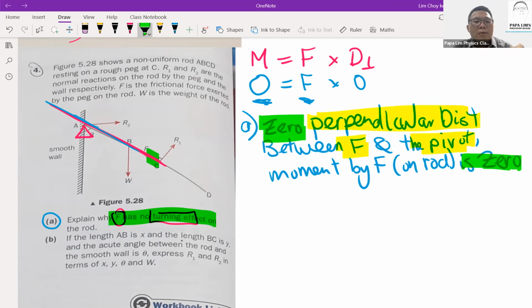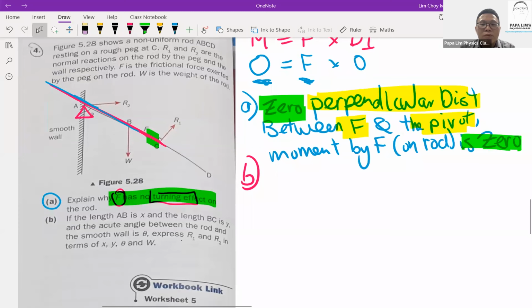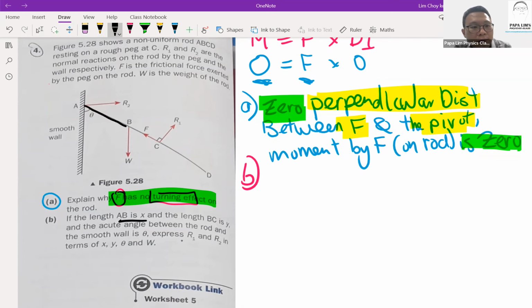Now for part B, it involves a few steps when we look at the solving. There is certain data that's given. Length AB is X, so let's label this first. Length AB is X, which is this line. Then for length BC, BC is Y. So where is BC? BC will be here. So this is Y.